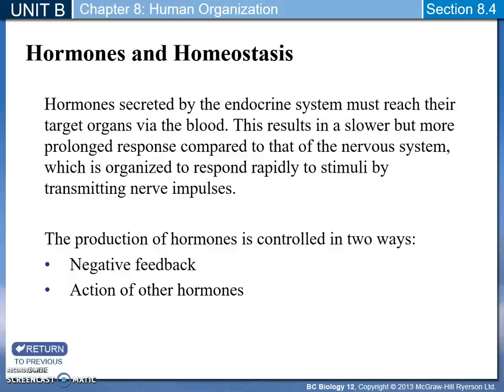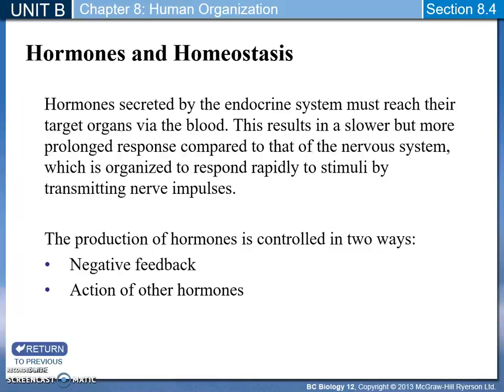So hormones secreted by the endocrine system must reach their target organs by way of the blood. So this results in a slower but more prolonged response compared to that of the nervous system. We've talked about that before, where the nervous system has a very rapid response, very, very rapid in most instances, whereas the endocrine system operates over a much longer period of time and is much slower to respond.